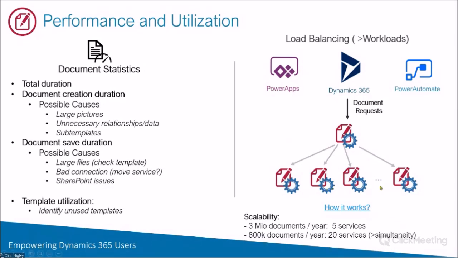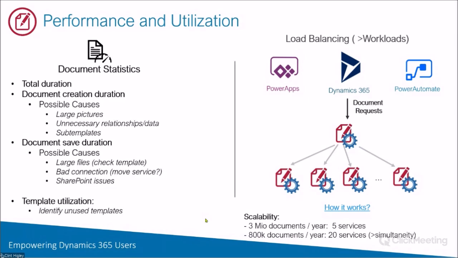The other thing is that this is also scalable, right? So I say that it's 5 services. That's just the starter. That's usually what you get. To think about scalability, we have a customer that generates 3 million documents a year, so roughly 6 documents a second, and they're able to use 5 load balancing services to handle all this.